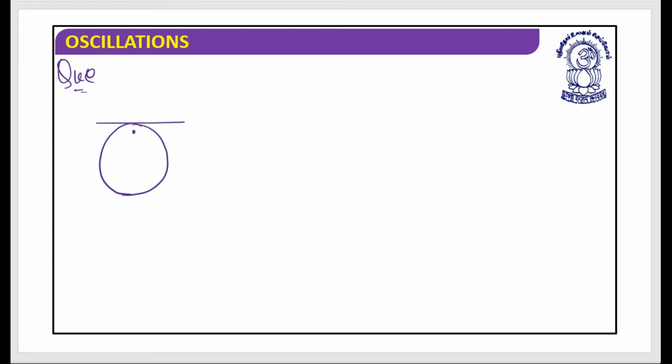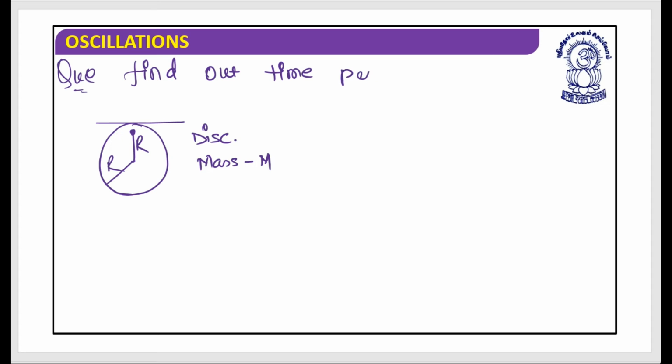Let's suppose this is the disk having mass m and radius r. This is the point of suspension, at the uppermost position, and this is radius r. The question says: find out the time period of the given system.